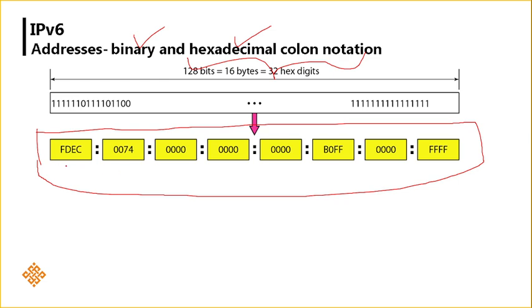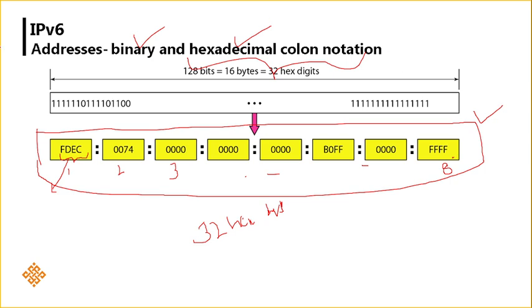or we can call them 8 blocks. This is block 1, block 2, block 3. Like that we have totally 8 blocks. Each block will contain 4 hexadecimal digits, like we have F, D, E, C. Like that totally we have 8 blocks. Each block will contain 4 hexadecimal digits, thereby we have 32 hexadecimal digits. And each block or section is separated by a colon. So this is how you need to represent the hexadecimal colon notation.